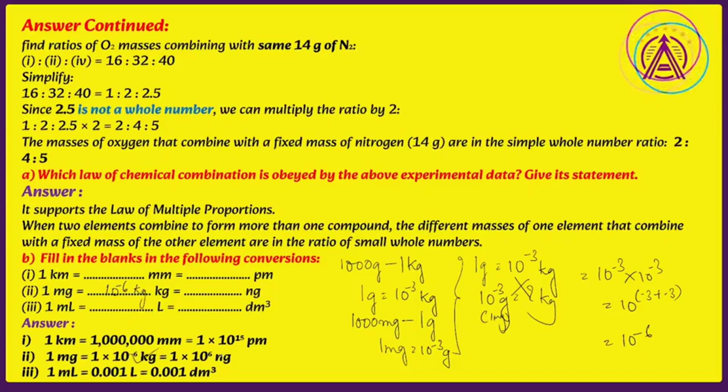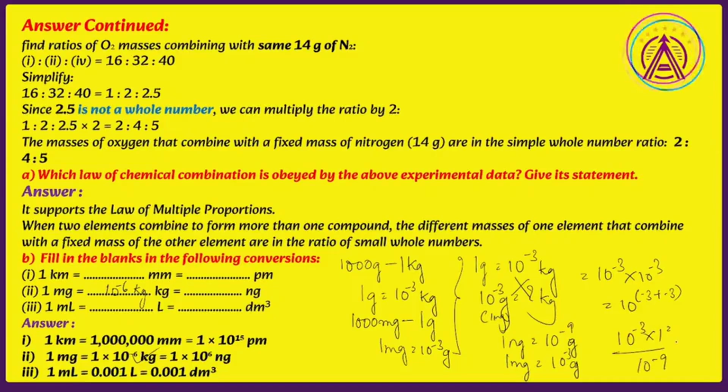So I hope this is clear to you. Let's see the second conversion. Now we know 1 mg is 10 power minus 6 kg. How do you convert mg to nanogram? We know that 1 nanogram is nothing but 10 to the power minus 9 gram. Similarly, 1 mg is nothing but 10 to the power minus 3 grams. If I have to convert this to nanograms, I get 10 to the power minus 3 into 1 divided by 10 to the power minus 9, which is 10 to the power 6 nanograms. The second question is also done.